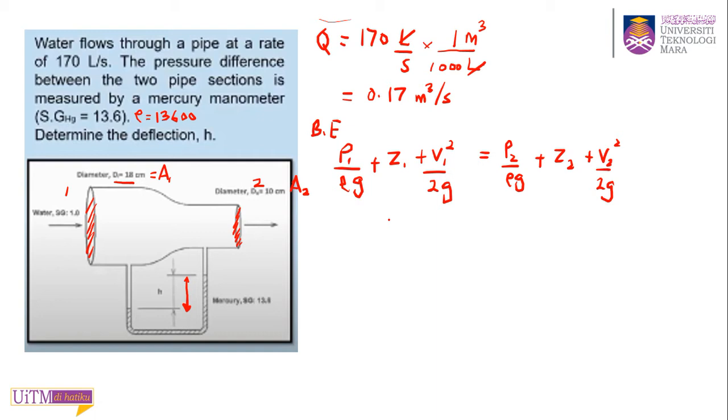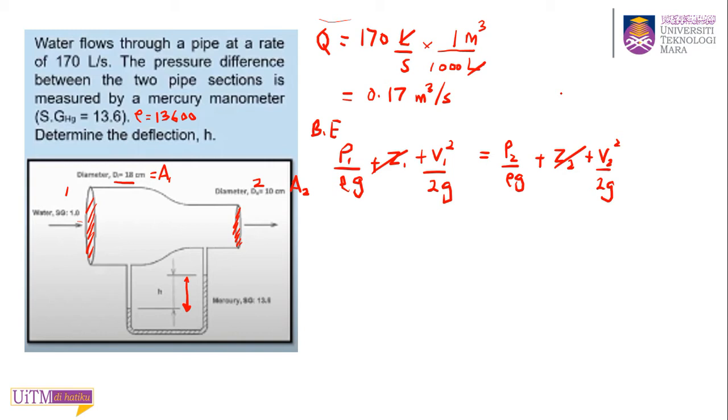Apa yang kita boleh cancel out? Z. Zn. Because it's the same elevation, Z1, Z2. You can cancel out Z1 and Z2. Yang lain semua tak boleh kan? P1, you need to find P1. You need to find P2, V1, V2. Semua tak ada yang kosong-kosong, so tak boleh cancel lah.